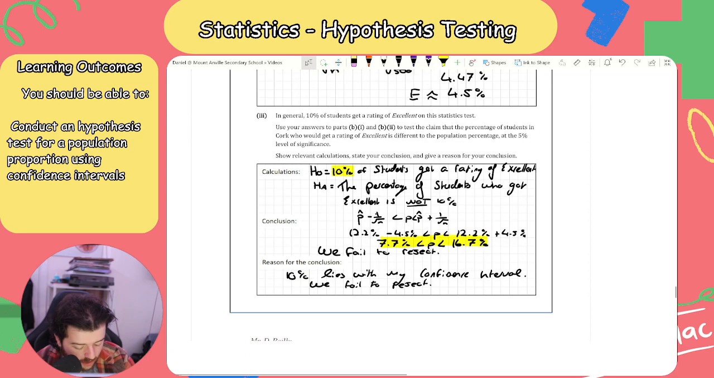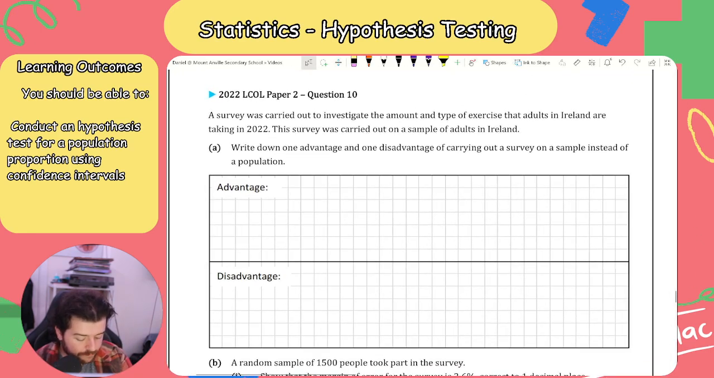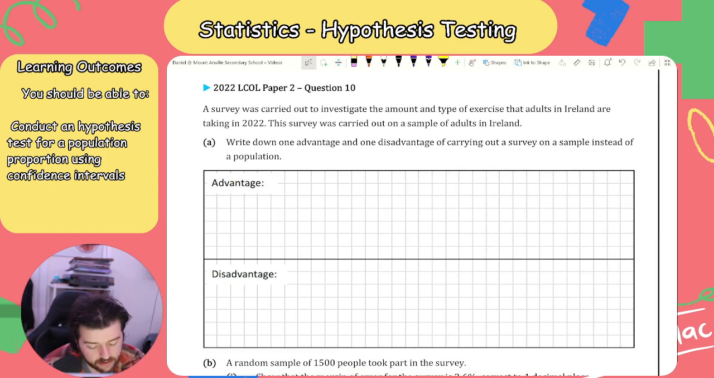Right, let's look at another exam question here. Again, 2022. The first part here is just a data sampling question. A survey was carried out to investigate the amount and type of exercise that adults in Ireland are taking in 2022. The survey is carried out on a sample of adults in Ireland. Write down one advantage and one disadvantage of carrying out a survey on a sample instead of a population.